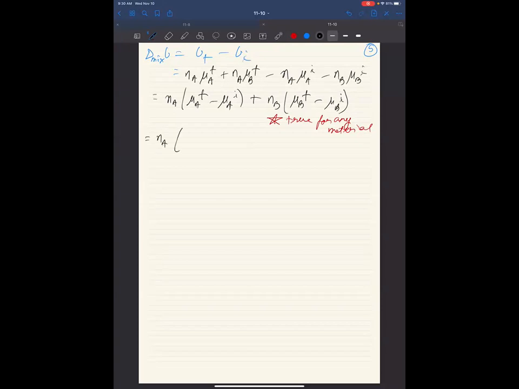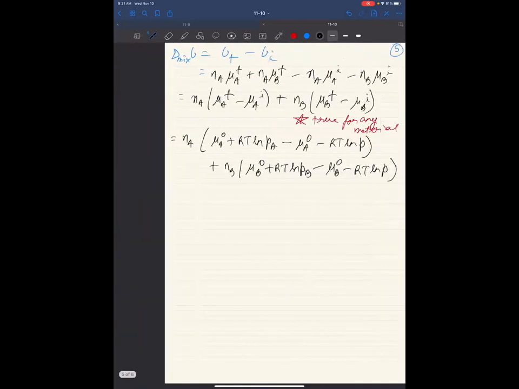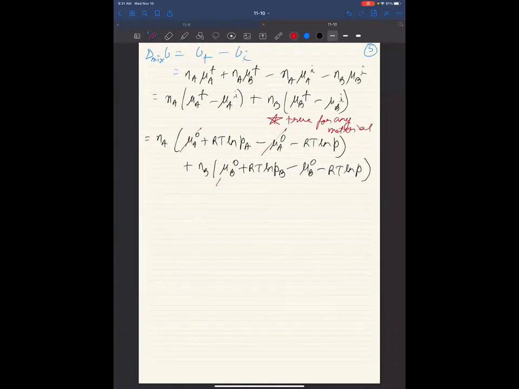What was mu_A final? Mu_A final was mu_A naught plus RT ln partial pressure of A. Mu_A initial was mu_A naught plus RT ln total pressure P, and likewise N_B times mu_B naught plus RT ln partial pressure of B minus mu_B naught minus RT ln P. So mu_A naught minus mu_A naught cancel, mu_B naught minus mu_B naught cancel, and we are left with something interesting.